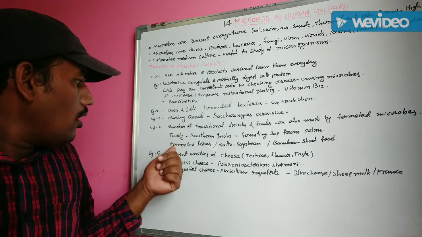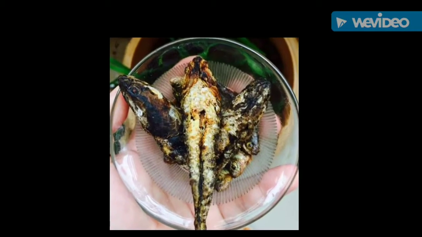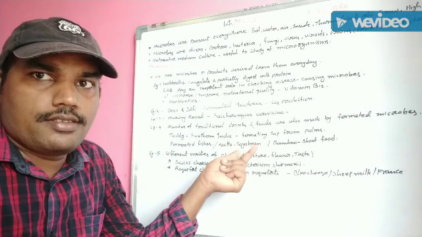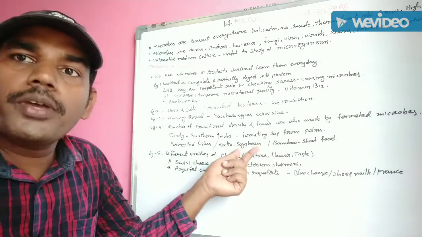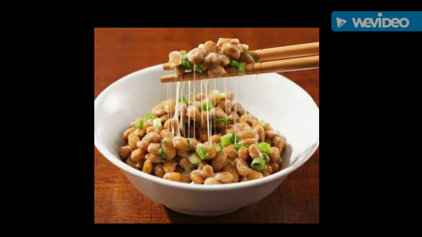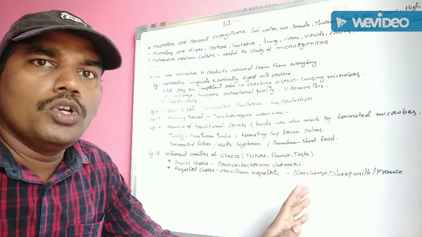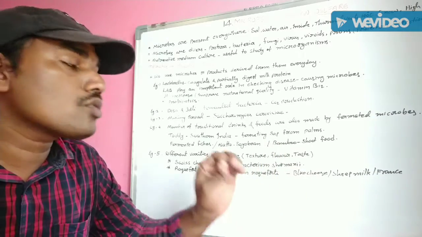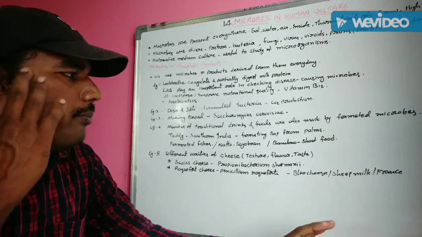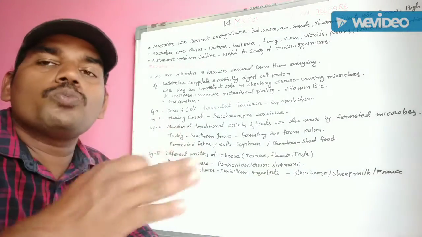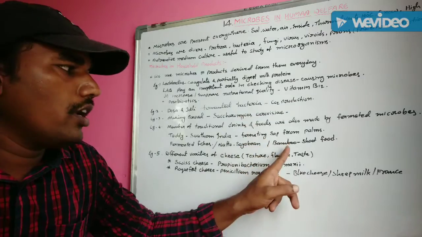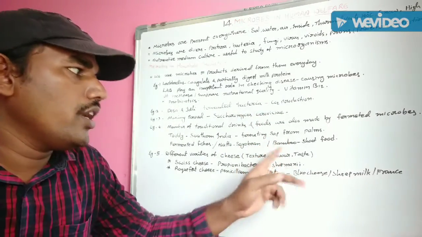Another one, fermented fishes. Natto is fermented soya beans. After fermenting soya beans, one of the traditional foods is prepared, and that one is natto. Next, bamboo shoot food. This is also prepared by the activity of fermentation. Bamboo shoots are cut into small pieces, preserved and fermented by bacteria, and one of the famous Japanese foods is prepared. That one is bamboo shoot food.